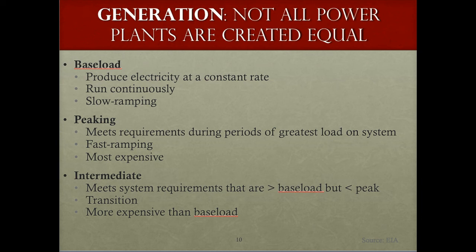Peaking plants, also called peakers, have to meet electricity requirements during periods of greatest load on the system. Therefore, they need to be fast ramping, and they are often the most expensive. And intermediate plants are between baseload and peak in order to transition from one to the other. Therefore, they are usually more expensive than baseload, but not as expensive as peakers.